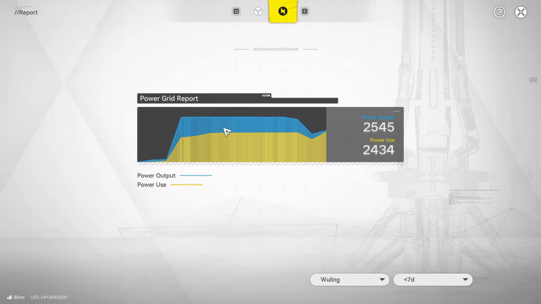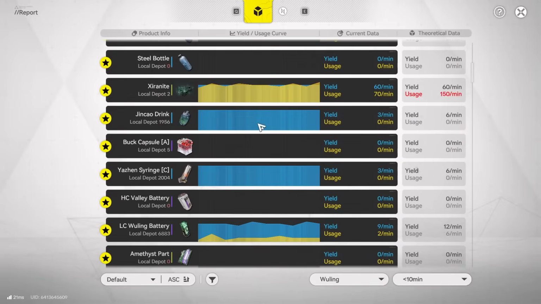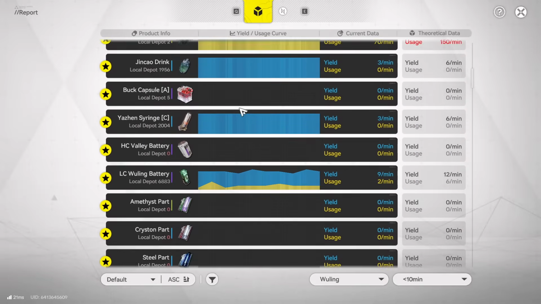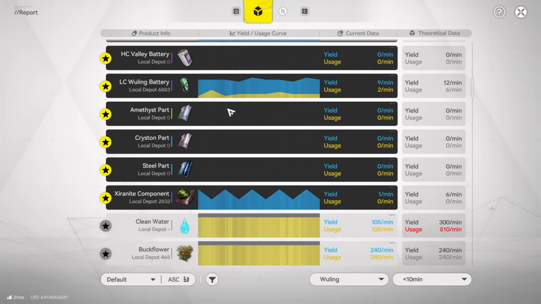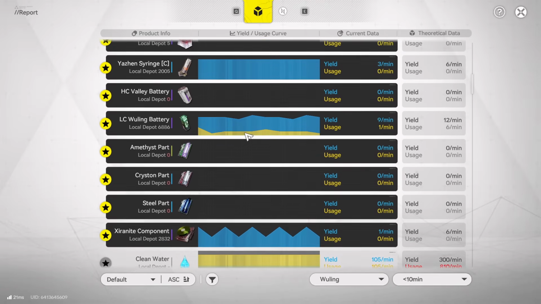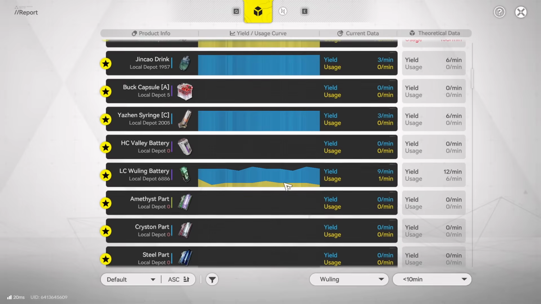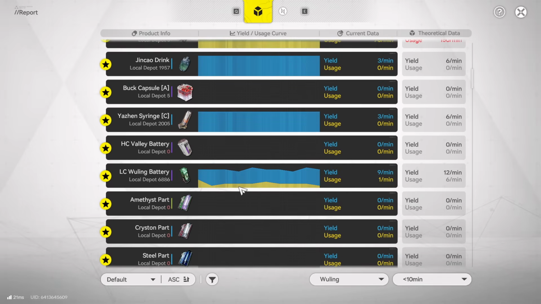If I could repeatedly turn on and off my power output to average out on the power that I'm actually using, I could be saving batteries, which saves me precious selenite that I could, for example, invest into piling up on selenite components. Now, that kind of defeats the purpose of automation when I have to be online at all times to turn on and off the power output production from the LC Wuling batteries.